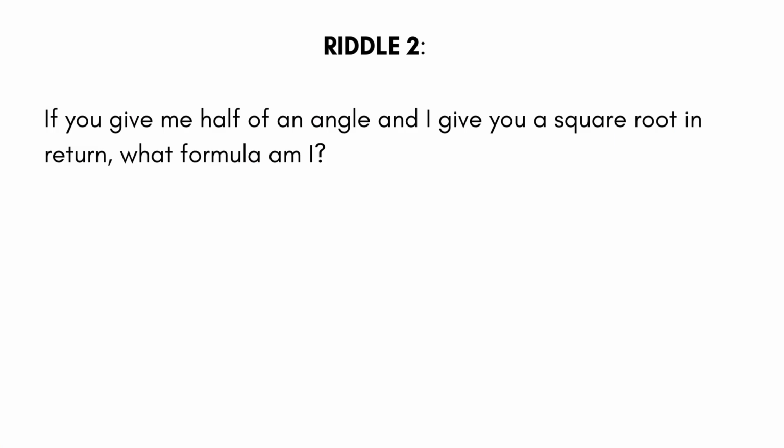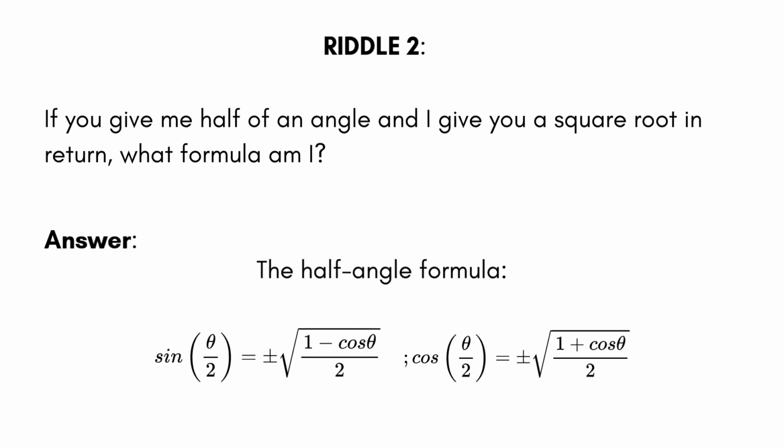Riddle 2. If you give me half of an angle and I give you a square root in return, what formula am I? Answer. Sine of theta by 2 is equal to plus or minus square root of (1 minus cos theta) by 2. Cos of theta by 2 is equal to plus or minus square root of (1 plus cos theta) by 2.